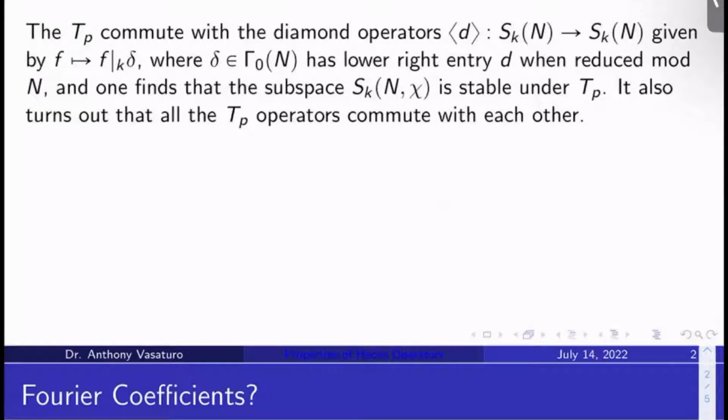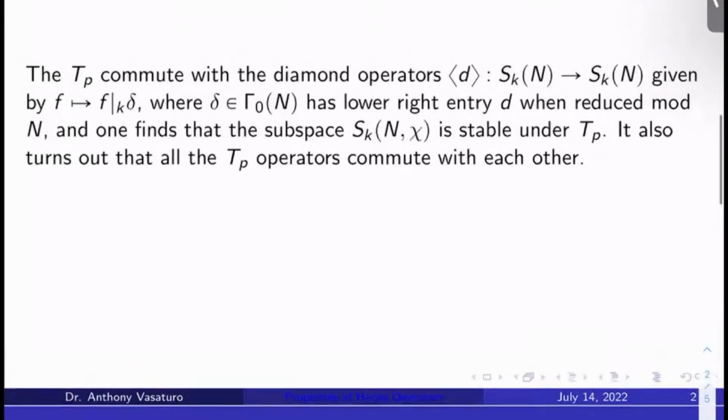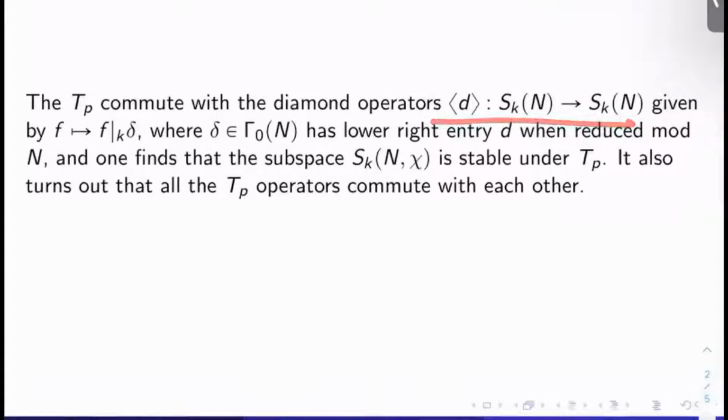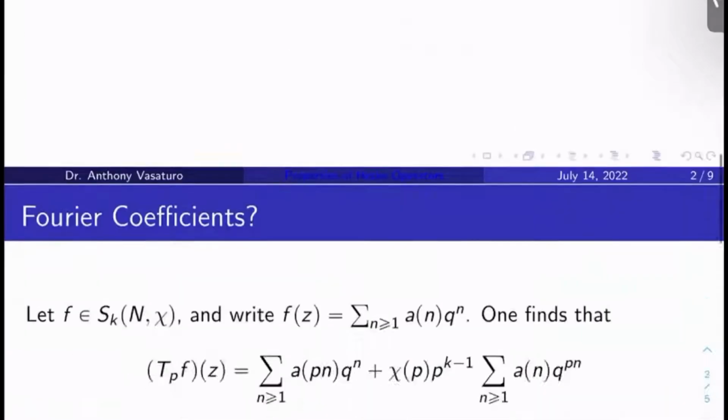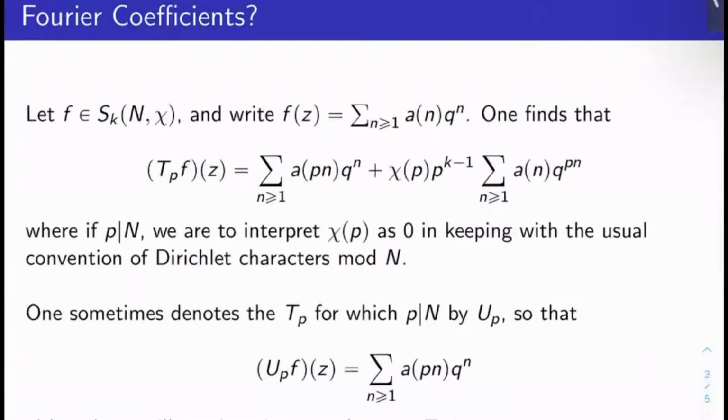Okay, so these operators are very nice. They kind of commute with everything in sight. We will tie the diamond operators, by the way, to the diamond automorphisms later, when we fully tie the Hecke operators to the Hecke correspondences later as well. Okay, how about Fourier coefficients?